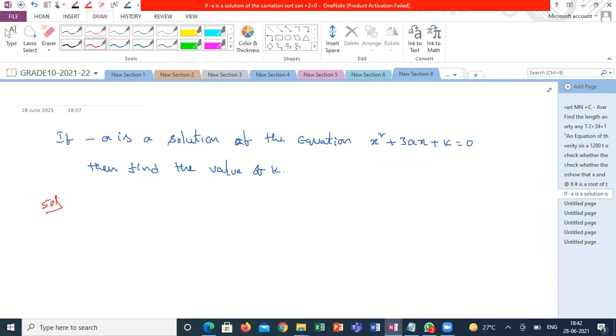How to do this question? Same as before: if minus a is a solution, it should satisfy the equation. After substituting in this equation, it should be 0. So minus a whole square plus 3a into minus a plus k is equal to 0. This will be a square minus 3a square plus k is equal to 0. This will be minus 2a square plus k is equal to 0. So from here k is equal to 2a square.